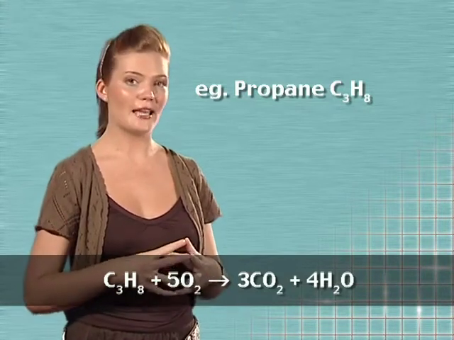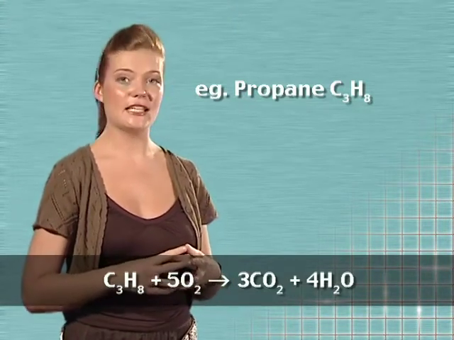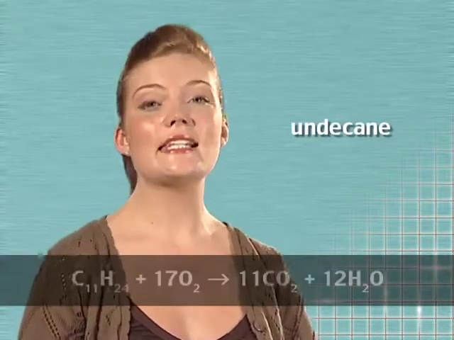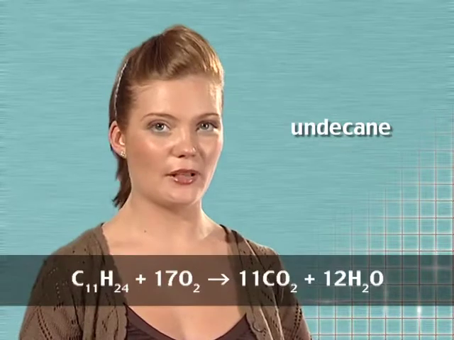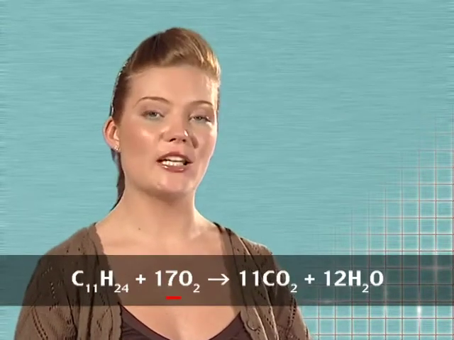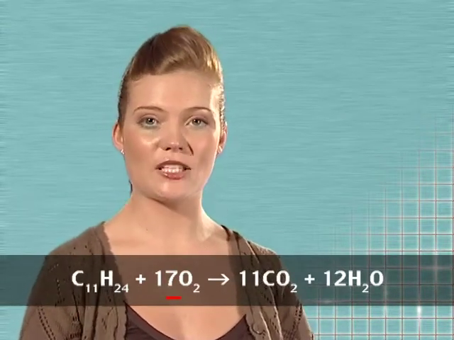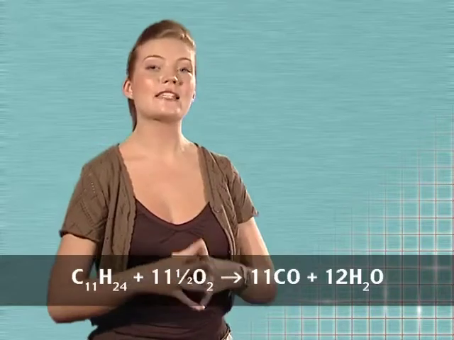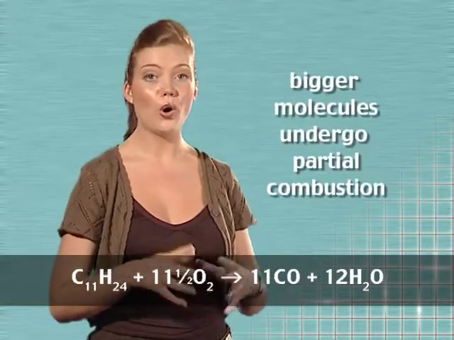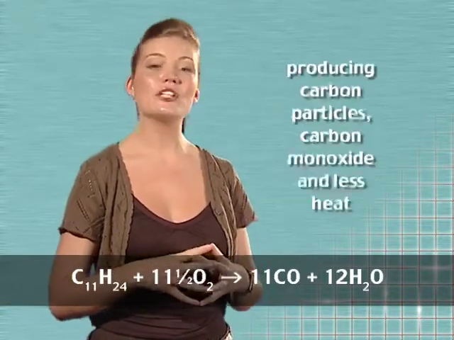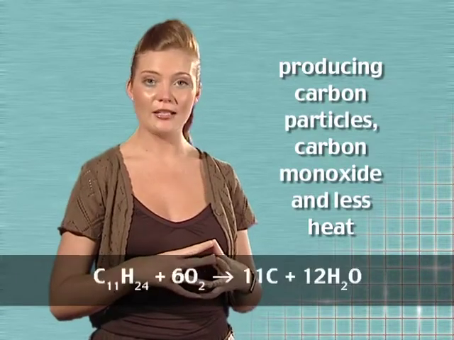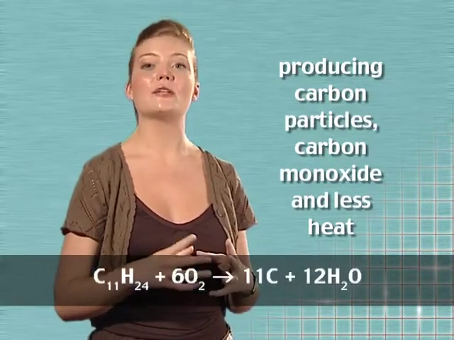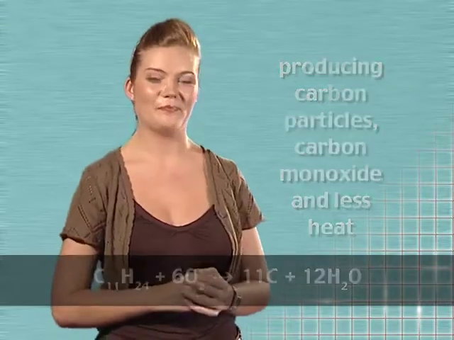With larger alkane molecules, more oxygen is needed for complete combustion. If we take undecane, C11H24, as an example, 17 moles of oxygen are needed for the complete combustion of undecane compared with just 5 moles for propane. So, the bigger molecule is more likely to undergo partial or incomplete combustion, producing unburned particles of carbon, carbon monoxide gas, and producing less heat.